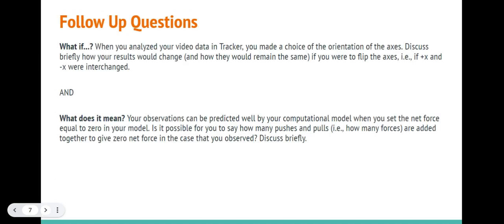If I was to switch my object to moving along the negative x-axis instead of the positive x-axis, it would cause my graph to slope downward instead of upward. And for the second question, no, it is not possible to say how many pushes and pulls are added together to give a 0 net force. It is important to note that there very rarely in the real world is ever a 0 net force because typically there is some sort of force acting on an object.